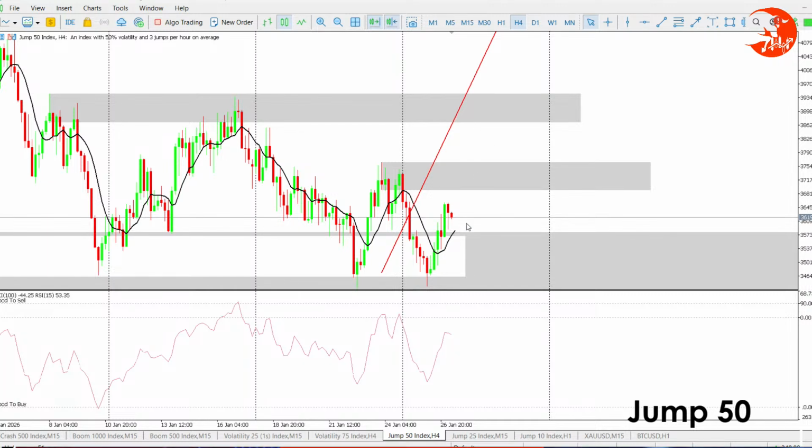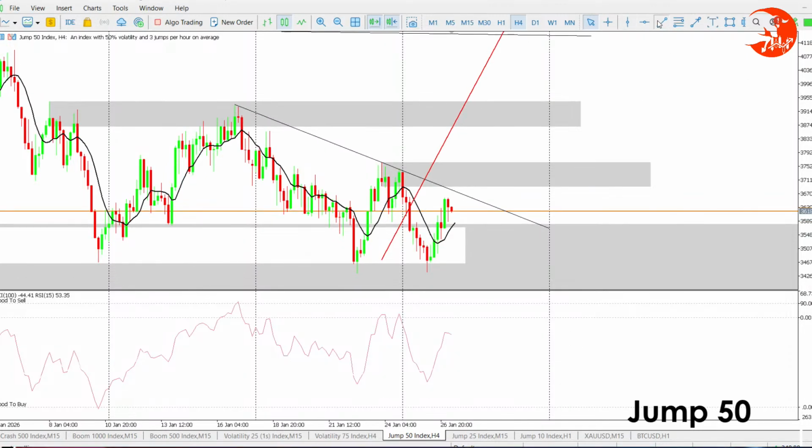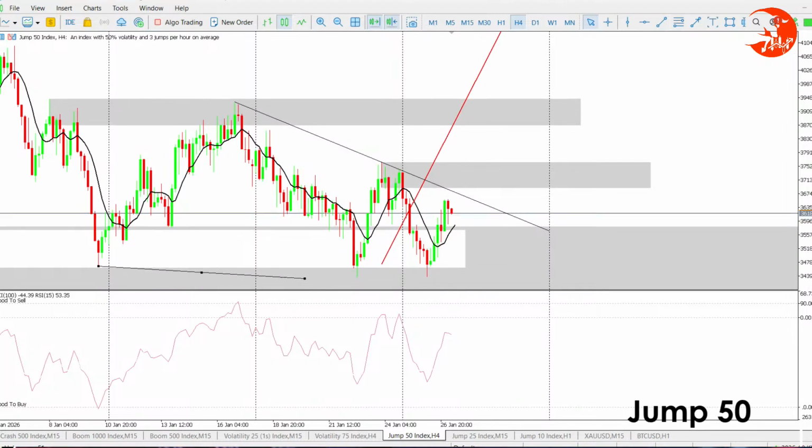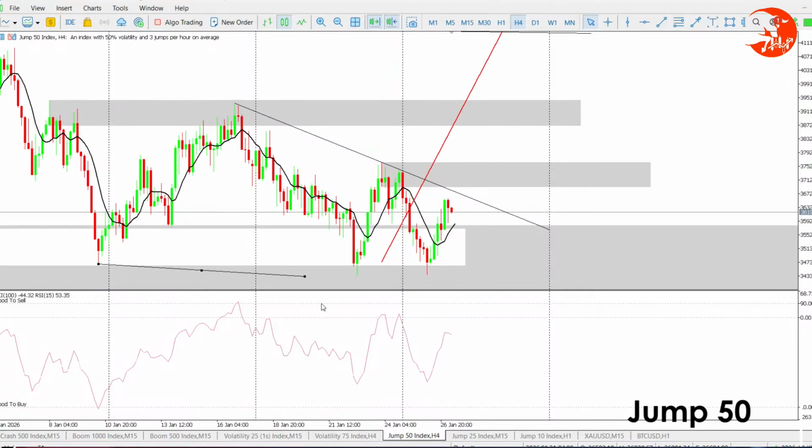Now, having seen this, I can easily draw something like this. That is my resistance right there. This is a support, and this seems to be creating for us a falling wedge, something like that.